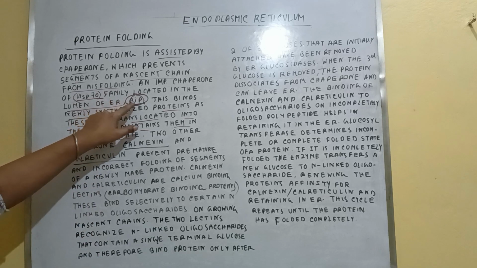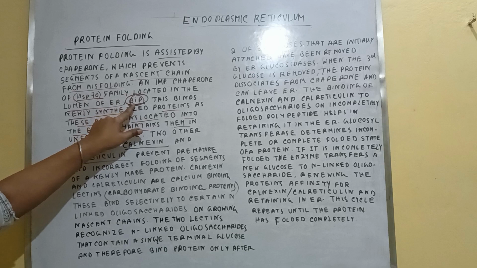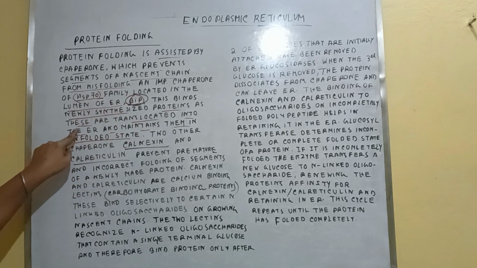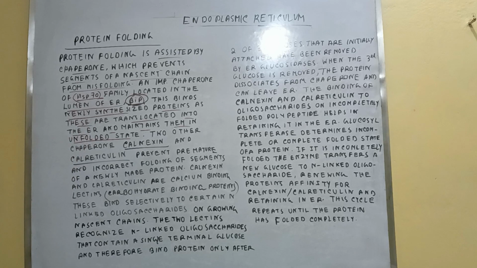Clear? So this is one kind of chaperone molecule, and it helps the protein molecule to remain in the unfolded state. Where? In the endoplasmic reticulum lumen.